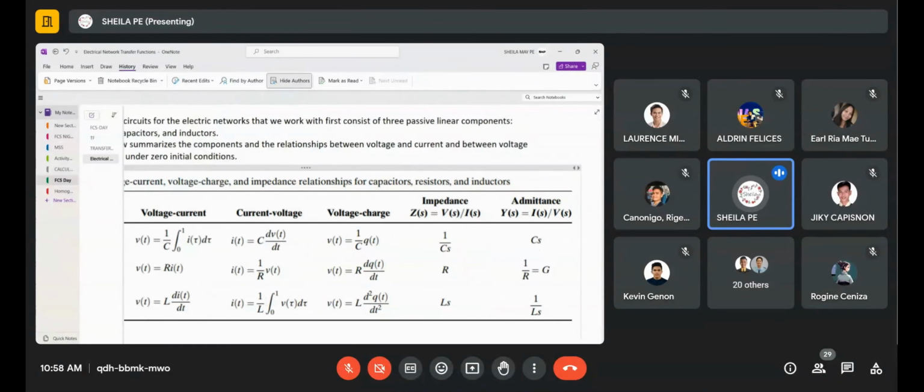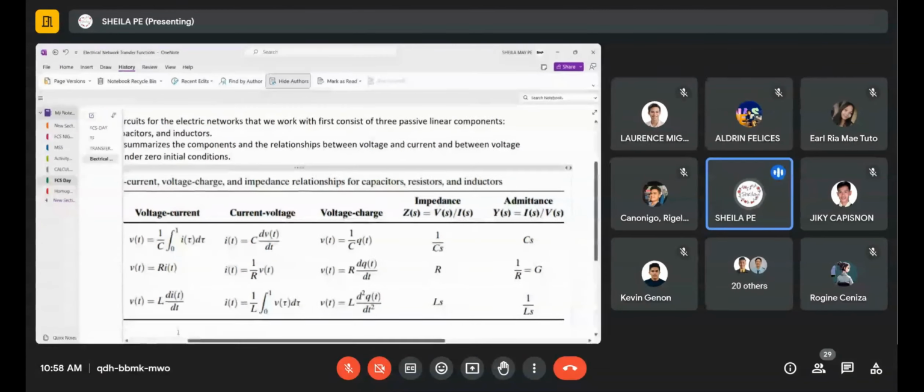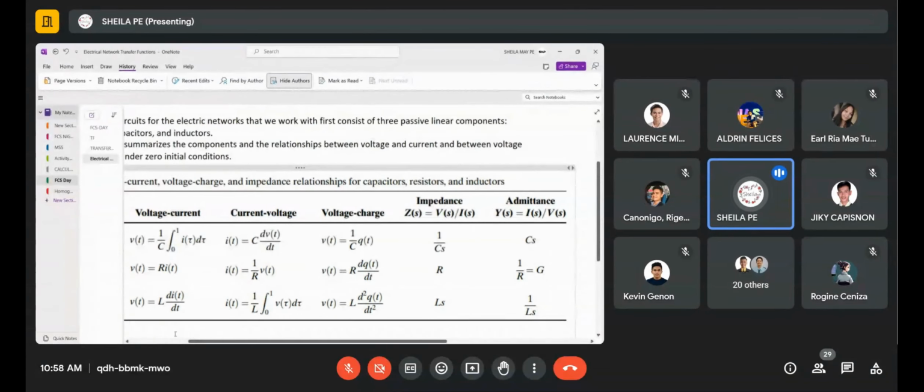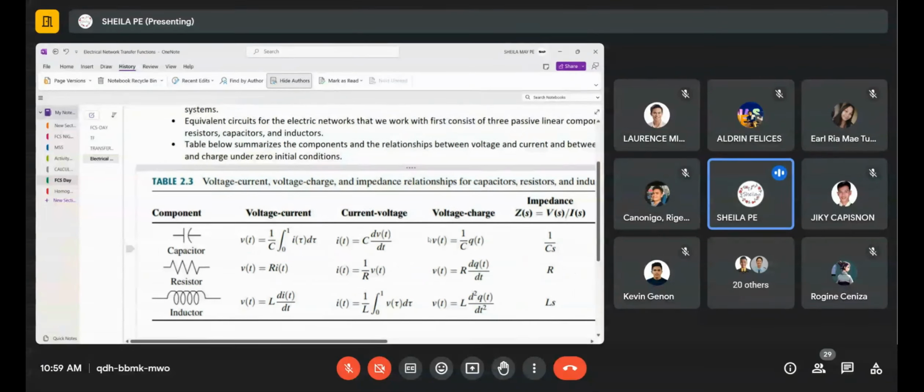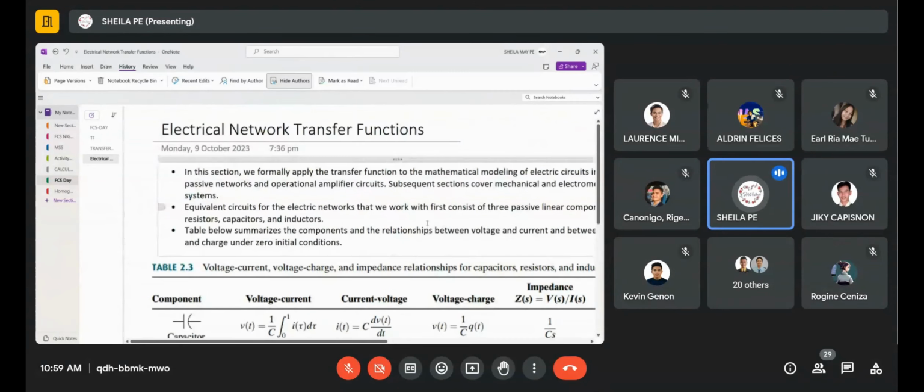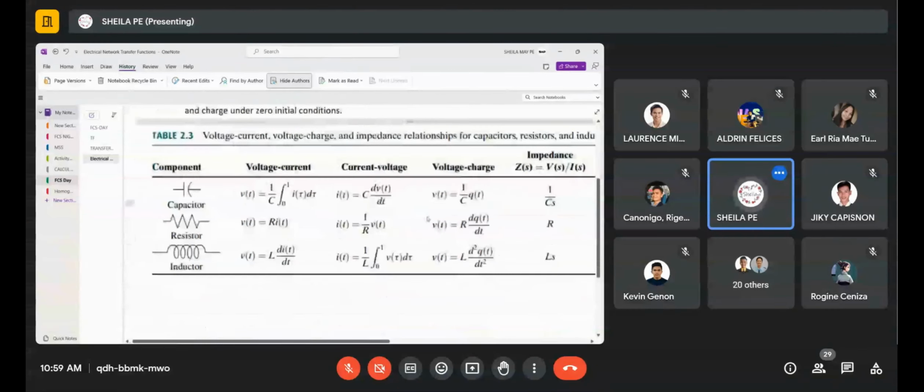For our voltage to charge, that's V of t equals the second derivative of our Q of t with respect to t. And for our impedance, it's just LS. And for the admittance, the reciprocal of LS is 1 over LS. Okay, so that's the relationship for our electrical network transfer function.